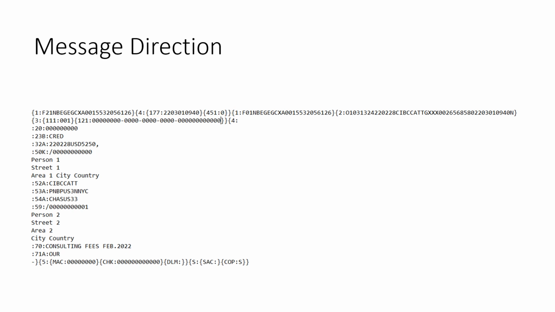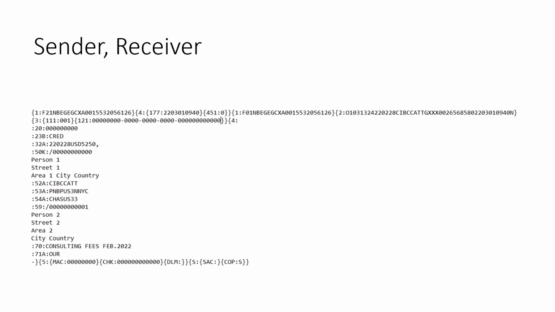Then we come to the message direction. As we mentioned before, if this message has the letter O, this means that it's output from Swift, which indicates it being an incoming message. If this letter, however, which is present in block 2, is I, this means that this is an input to Swift, indicating it being an outgoing message. After the letter representing the message direction, we have 3 digits which represent the message type. In this example, this is an incoming MT103 message.